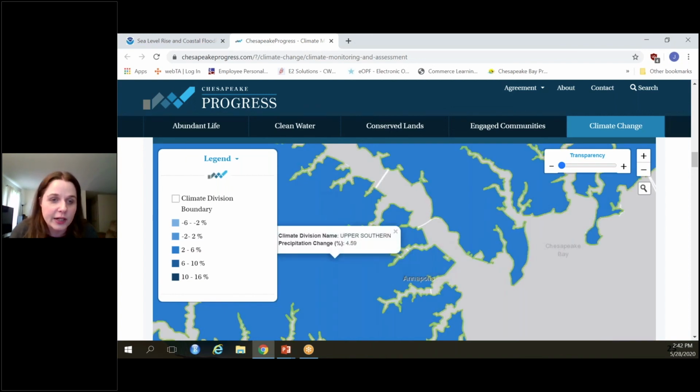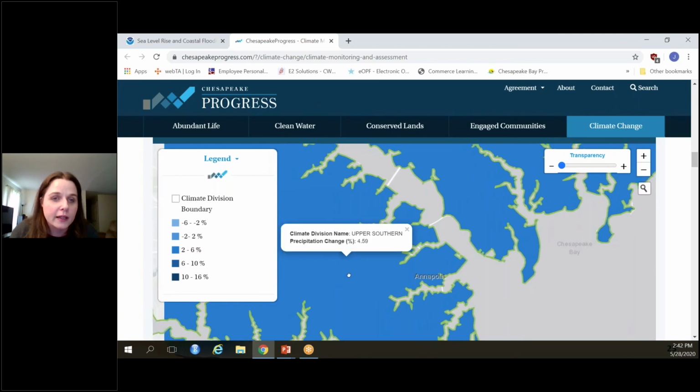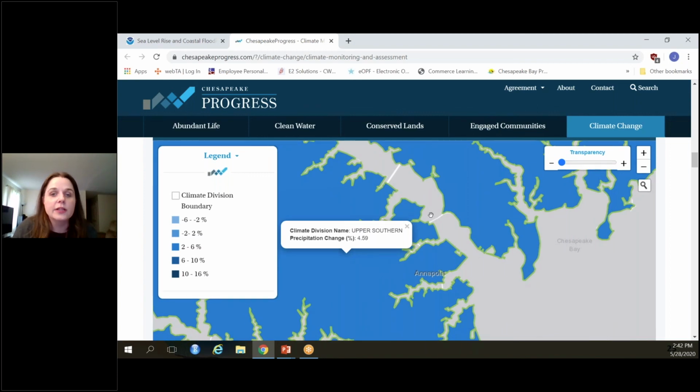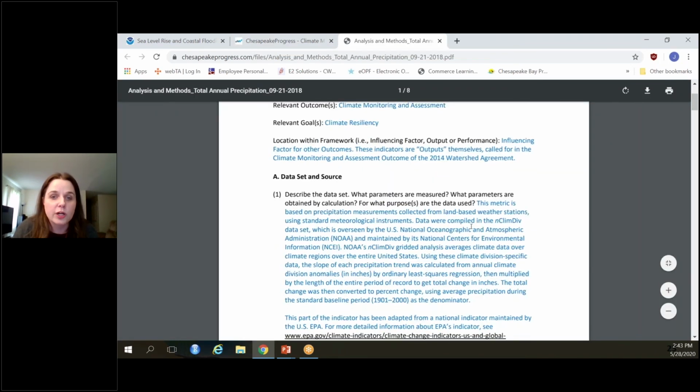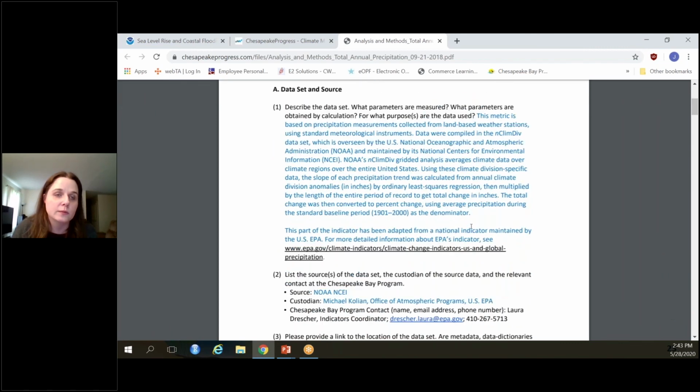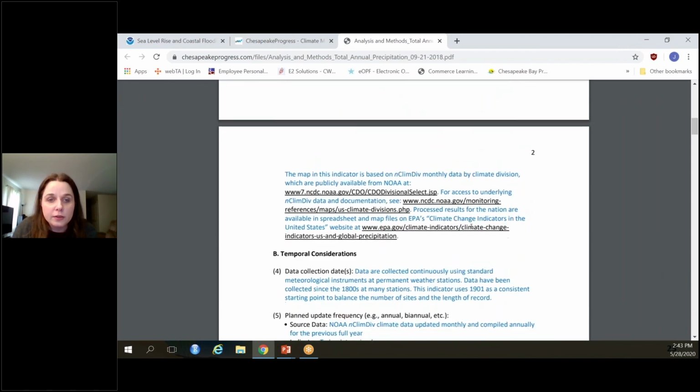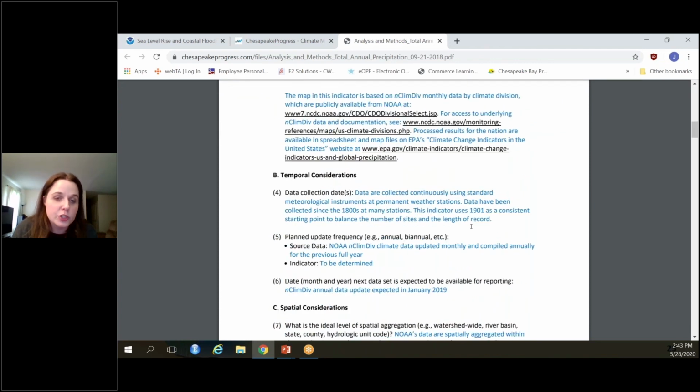So this Annapolis area, we're looking at a 4.59% precipitation change, an increase. And so you can start exploring the data. And with all of these, you can actually pull up the data. If you are maybe at a high school level class, you want to have them explore data with Excel, you can pull that up. There's also methods. So we have pretty well described methods of how this data was generated, what the source of data was, what it can be used for, and how to interpret it.